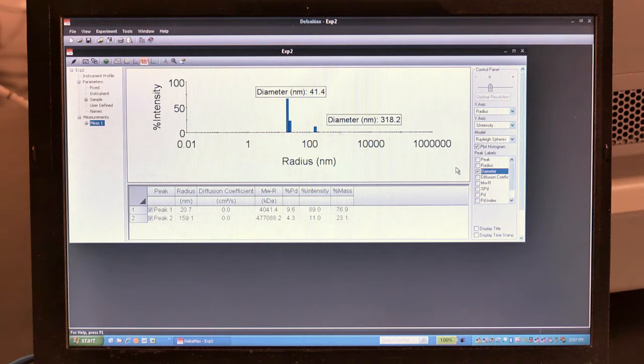Well, remember we measured the zeta potential was right around minus 28 millivolts to minus 30 millivolts. This indicates that there will be some aggregation of our beads, and that's actually being picked up here a little bit as this second peak at 318.2 nanometers, and that's going to be from aggregated beads due to their lower zeta potential.